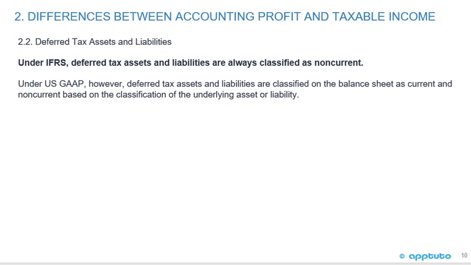Under IFRS, deferred tax assets and liabilities are always classified as non-current. I put that in bold. Under US GAAP, however, deferred tax assets and liabilities are classified on the balance sheet as current and non-current based on the classification of the underlying asset or liability. And that's the last slide for this LOS. Thank you.